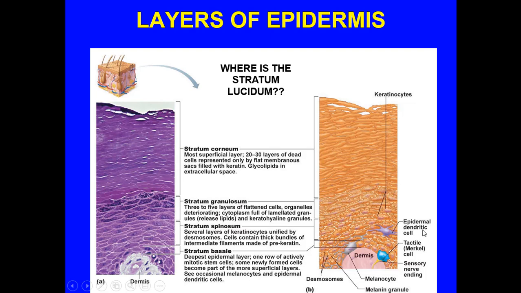You also have an epidermal dendritic cell. This kind of monitors the immunity here and will act and notify the immune system if there is an exposure to a particular antigen or actually a pathogen present.